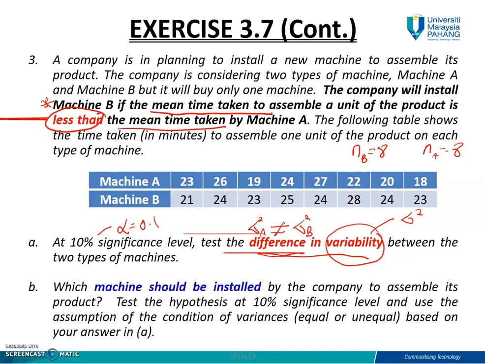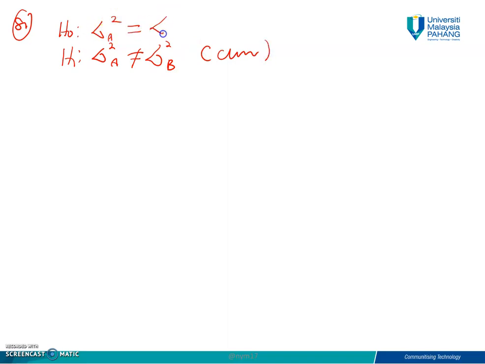Okay, we solve question A first. So this is your first step: H null, H1. Your claim just now is whether population variance A is different from population variance of machine B. So this is the claim. So here H null will be population variance A equal to population variance B. At this first step, you must be clear: is it one tail or two tail?